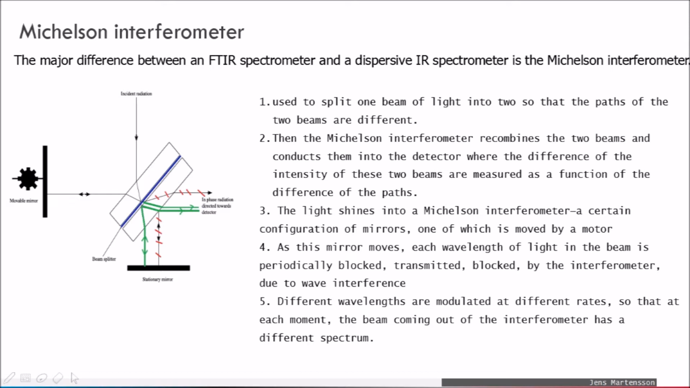The light shines into a Michelson interferometer, a certain configuration of mirrors, one of which is moved by a motor. As this mirror moves, each wavelength of light in the beam is periodically blocked or transmitted by the interferometer due to wave interference. Different wavelengths are modulated at different rates, so that at each moment the beam coming out of the interferometer has a different spectrum.